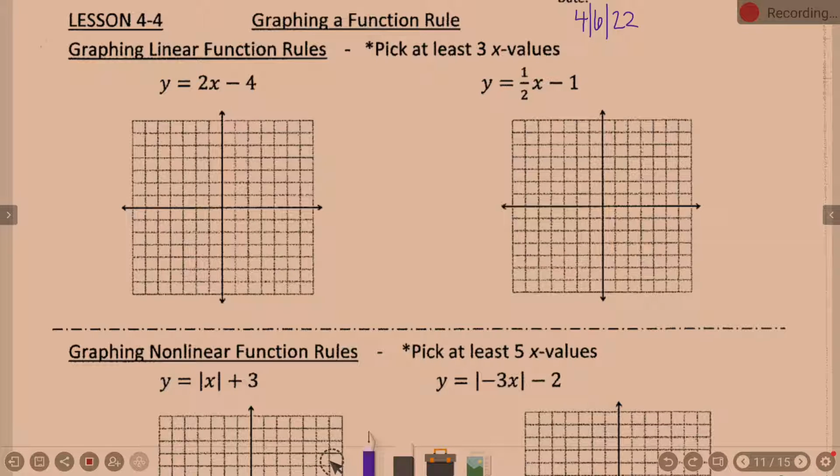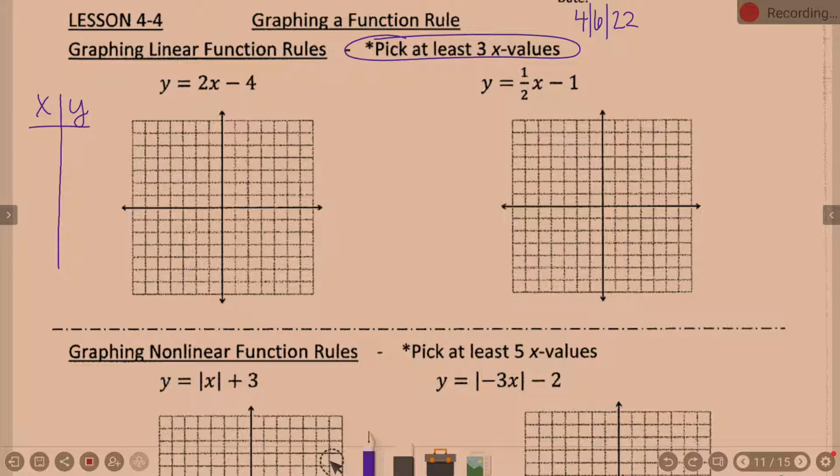y equals 2x minus 4. That's our first one we're graphing. Notice, what is my hint over here? Pick at least 3 x values, which means I'm suggesting that you should set up an XY chart.